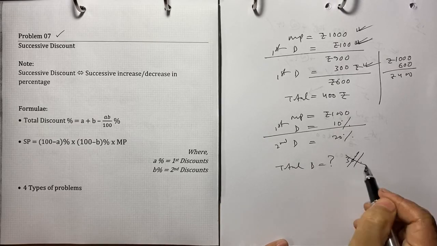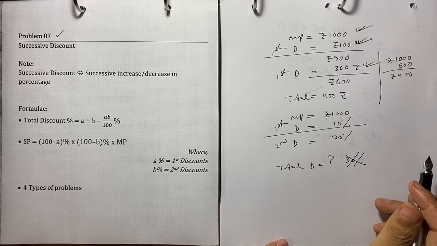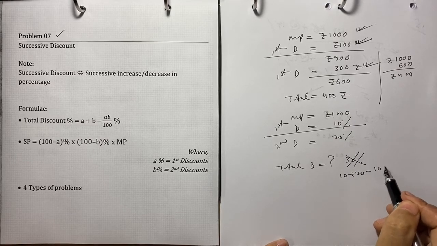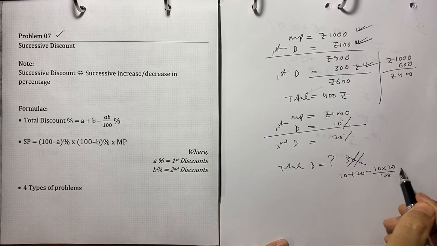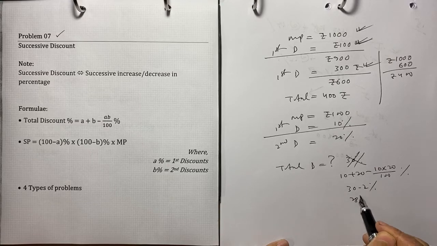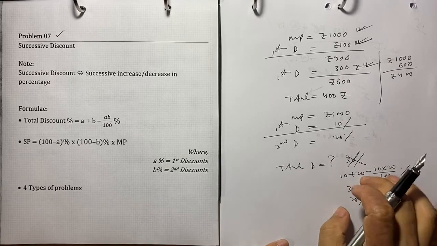It won't be that. So it will be 10 plus 20 minus 10 into 20 divided by 100 percent. It will be 30 minus 2%, equal to 28%.